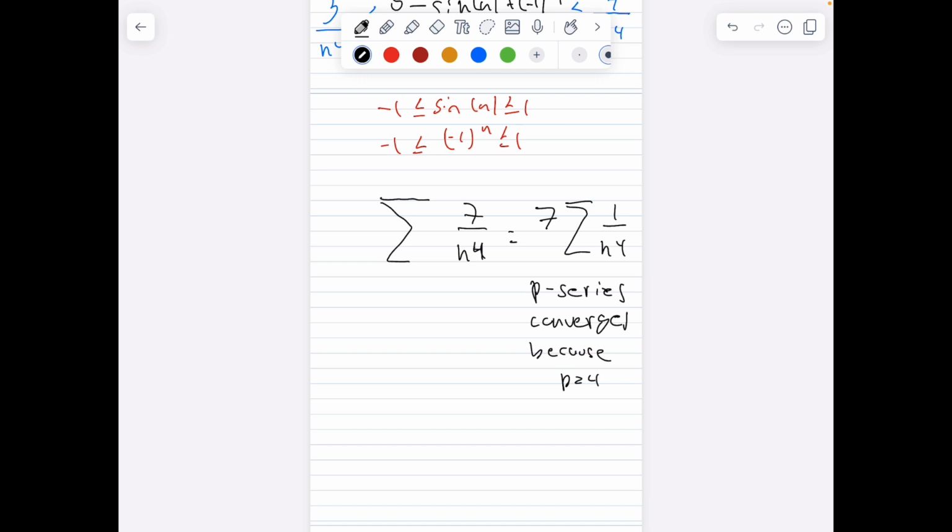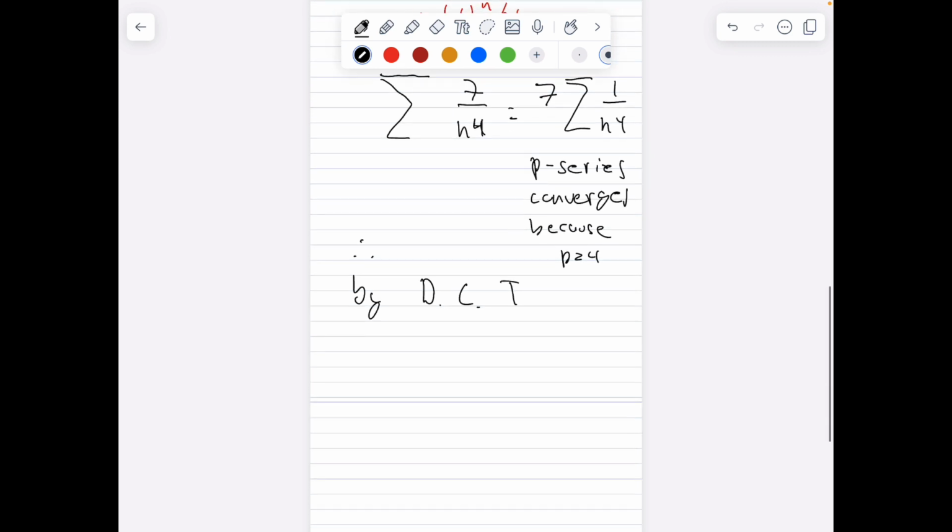And therefore, by the direct comparison test, the series (5 minus sine n plus minus 1 to the n) over n to the fourth converges.